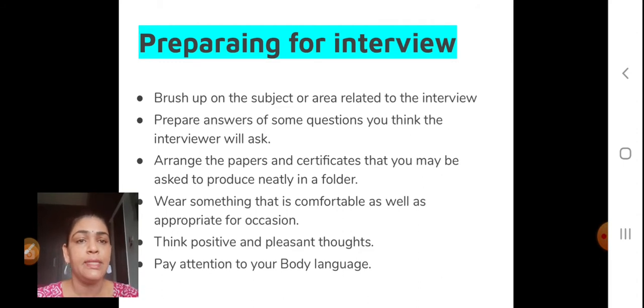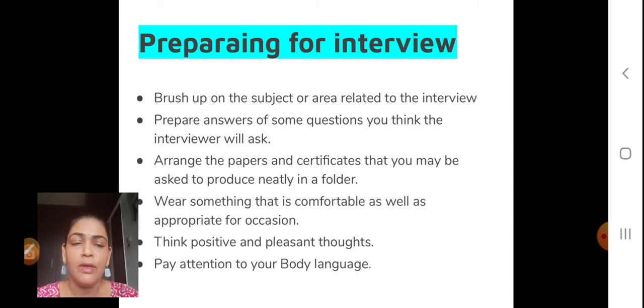Then ultimately, what you need to carry with you is your certificates, your files, your testimonials, and your positive attitude. So first of all, arrange the papers and certificates that you may be asked to produce neatly in a folder. After that, find something that you can wear which is comfortable as well as appropriate for the occasion. Interview is a formal affair, so we must try and wear formal clothing and something which is comfortable as well.